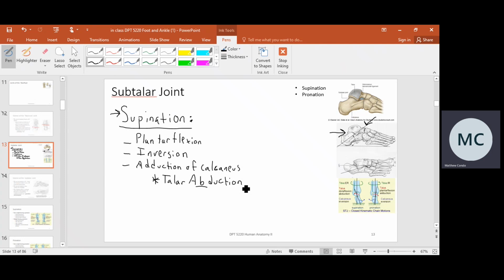My talus is just going along for the ride. So if my calcaneus adducts, my talus will abduct. If my calcaneus abducts, then my talus will adduct. Thank you for the 3 people that answered.